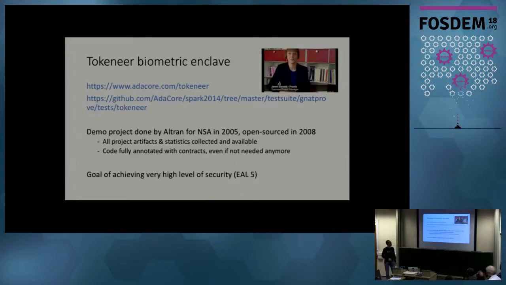Tokeneer, I mentioned it at the beginning, so that project was led by Janet Barnes at Altran. A few months, maybe 1 year, project for the NSA to demonstrate that it was possible to develop very high security software, so EAL5 is the level in the Common Criteria, very, very difficult to get, with formal methods at a reasonable cost. And so the cool thing is that all the project artifacts and statistics on the original code are available from this webpage, and you have a version where we have completed the translation to Spark 2014 not long ago, which is part of the test suite of Spark Pro or Spark Discovery, and which is part of the examples that we distribute with the release.